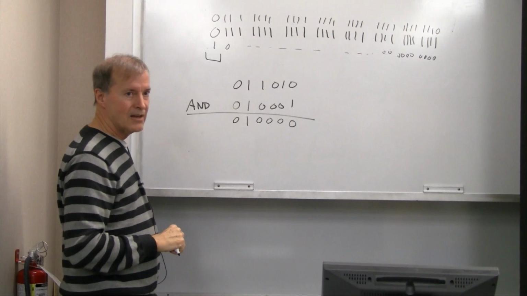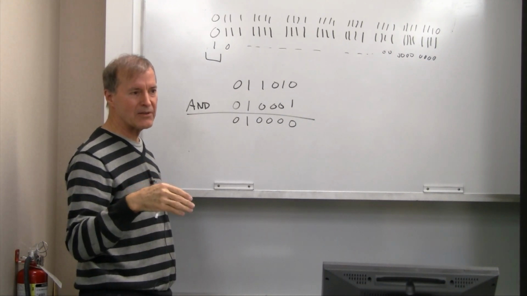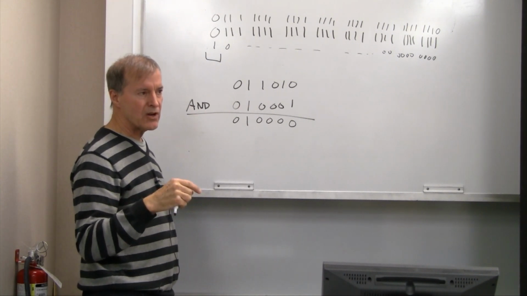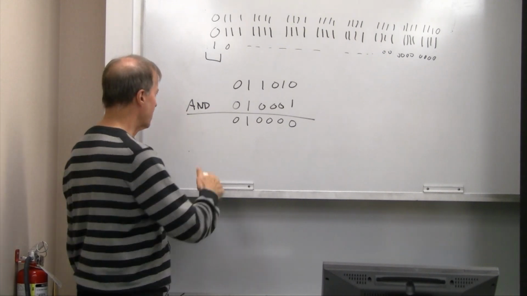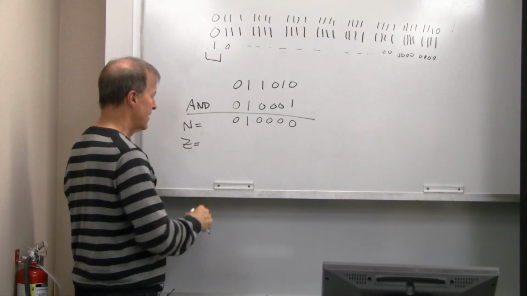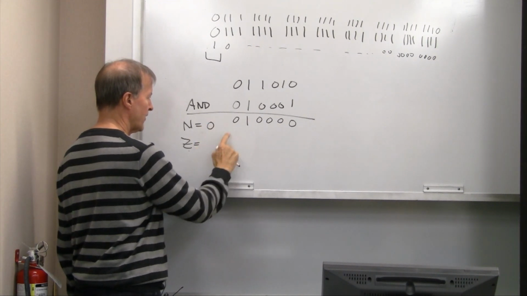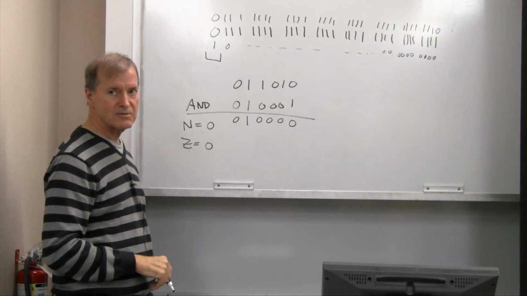Right? Now here's the thing. When you do logic operations, you are not assuming anything about whether it's a signed or an unsigned number. So in the hardware, the only bits that are set are N and Z. So here when we do this, we just have to say N equals and Z equals. Now, what about N? Is it negative, yes or no? No. And are they all zeros? No. So does everybody see how that works?